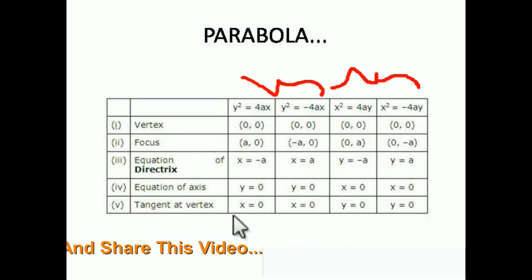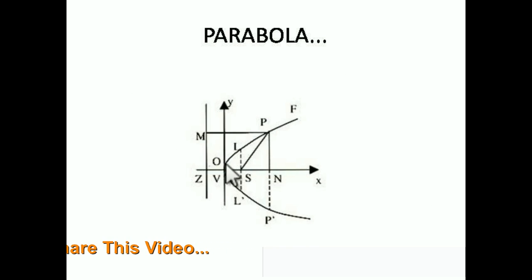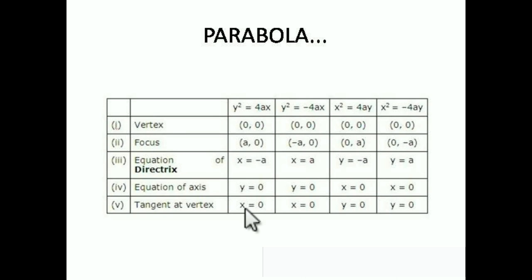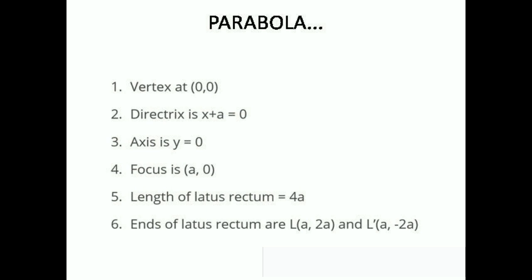The tangent at the vertex becomes the y-axis, that means x equals 0, so x equals 0 is the tangent for these two, and y equals 0 is the tangent for the other two. This is very basic stuff. So what is the conclusion? The vertex is (0, 0), the directrix is x equals minus a, the axis is y equals 0, that is the x-axis, and the focus is (a, 0).